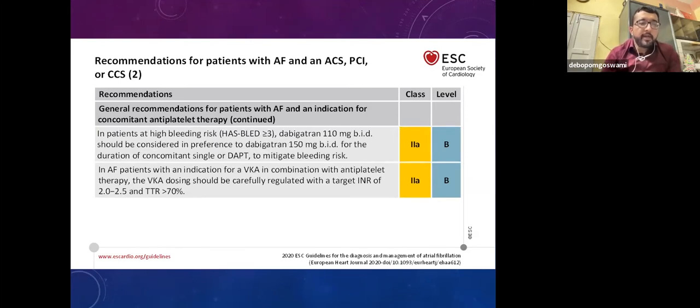Now, in patients at high bleeding risk, again, dabigatran 110 mg twice daily should be considered in preference to dabigatran 150 mg twice daily. In AF patients with an indication for VK in combination with antiplatelet therapy, the VK dosing should be carefully regulated with a target INR of 2 to 2.5 and time in therapeutic range of more than 70%. This is again a class 2A recommendation. Next slide.